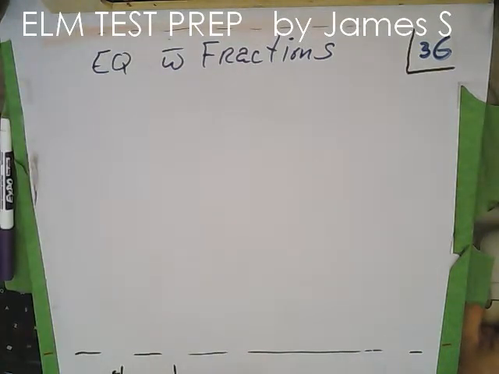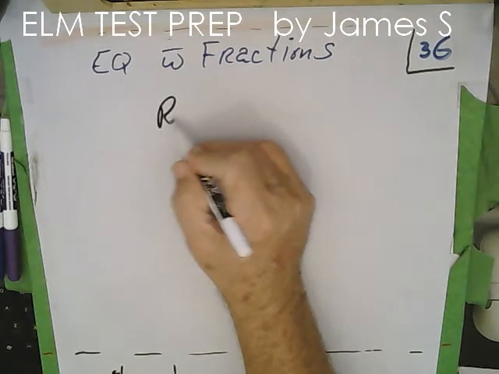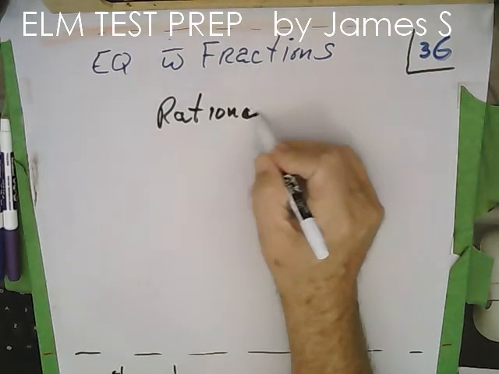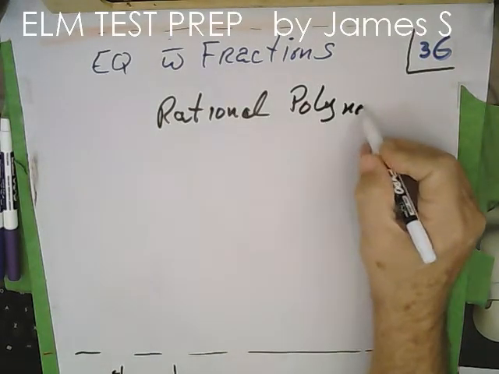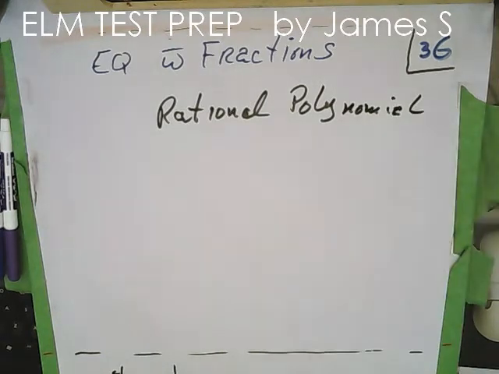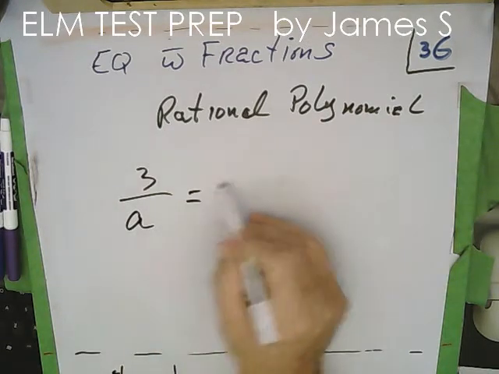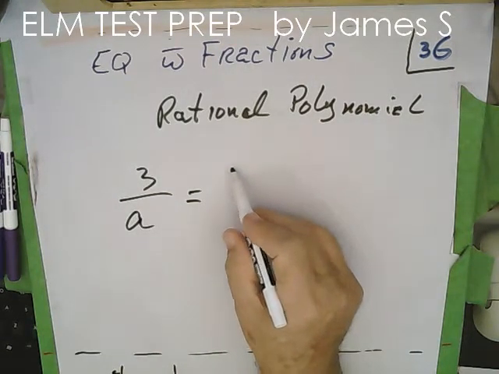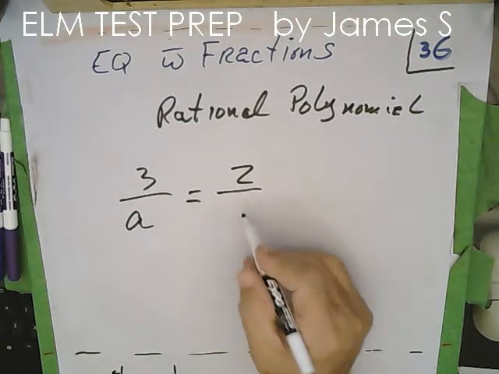I'm going to take a look at equations involving fractions. Specifically, we're going to look at rational fractions, and that means a fraction with a letter, or a rational polynomial as they might be called. So if I had 3 over a equals 2 over, we'll just say b. We'll just start off simple here.